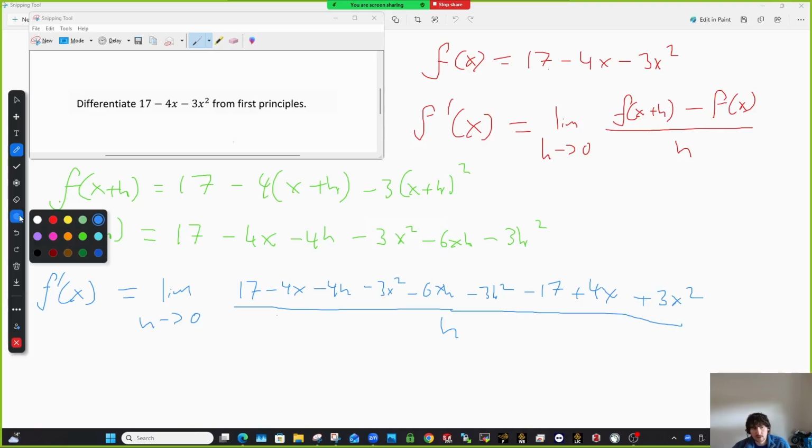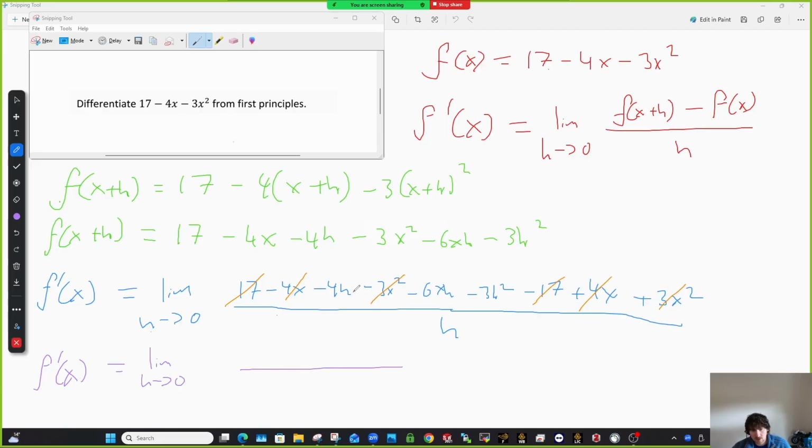Now you know you've done this right if everything that doesn't have a h in it cancels. The 17's cancel, the 4x's cancel, the 3x squareds cancel. So everything that doesn't have a h cancelled. Now this is where people lose marks. They don't write limit as h tends to 0 again. And you do have to write it because you haven't actually subbed it in yet. So you do have to say it. Limit as h tends to 0 again. And then on top here, what do we have?